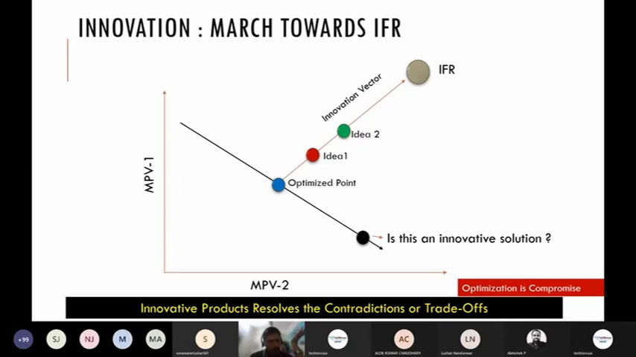You are resolving the contradictions or trade-off, in the language of TRIZ. So we call it a resolution of contradiction. The more you move away from the base towards IFR, the better you resolve it. The closer you are to IFR, the better, in simple language. This is a very important tool, like we have seen tools like price and Kano and voice translation. This is another tool called the MPV plot, or also an ideation plot.